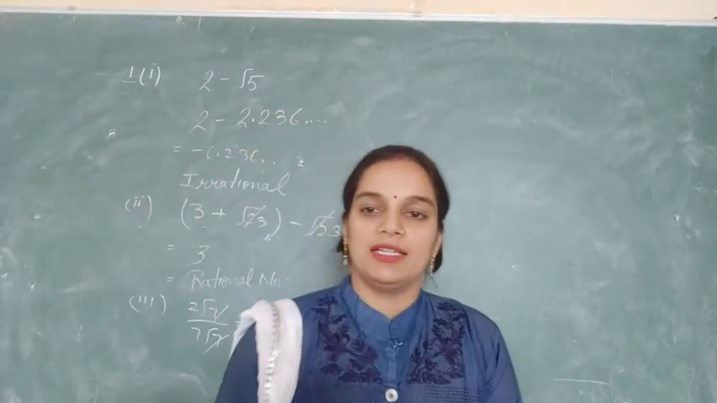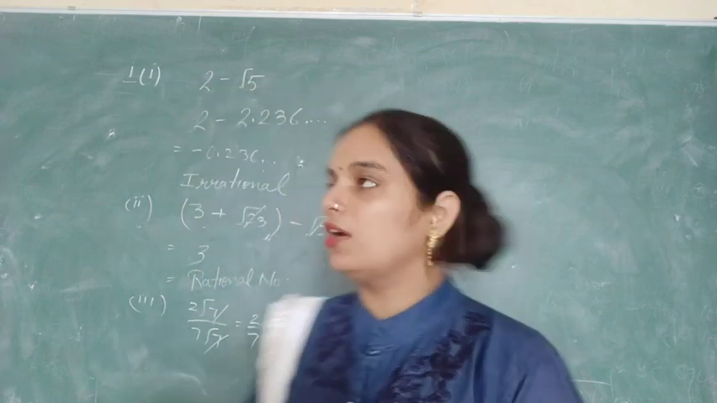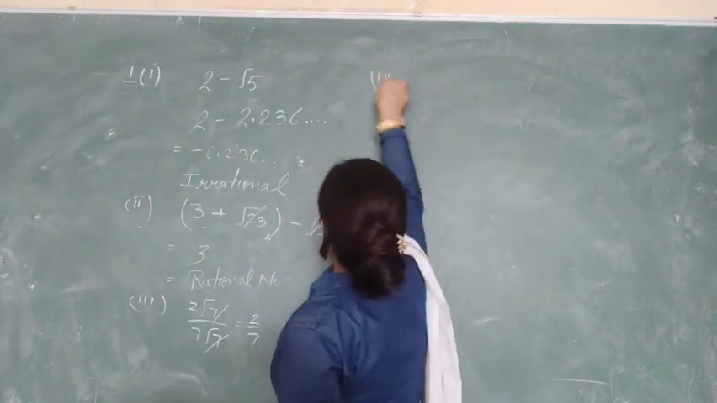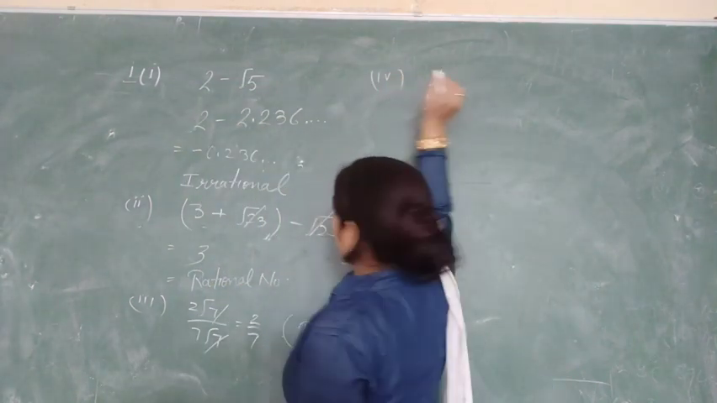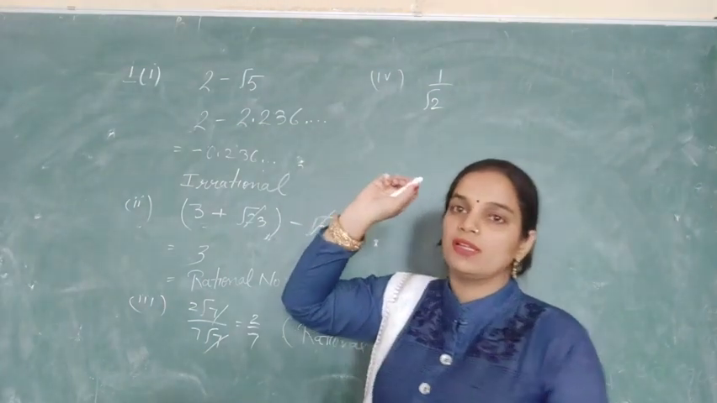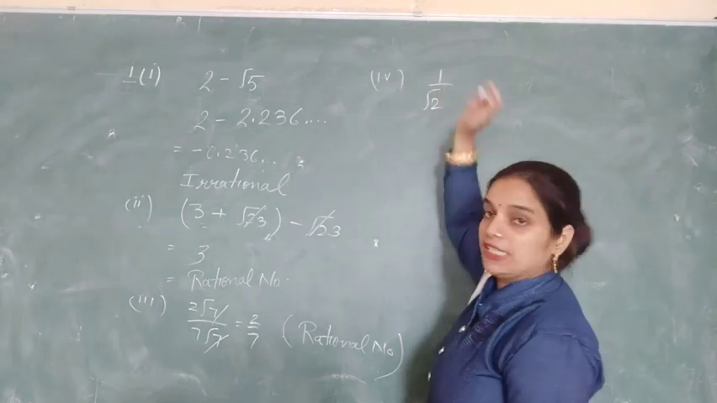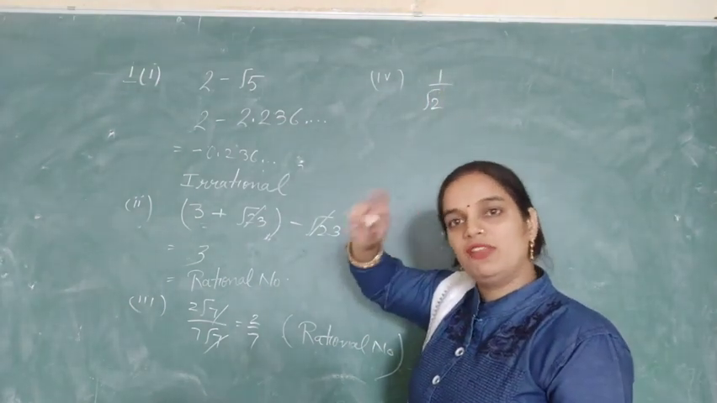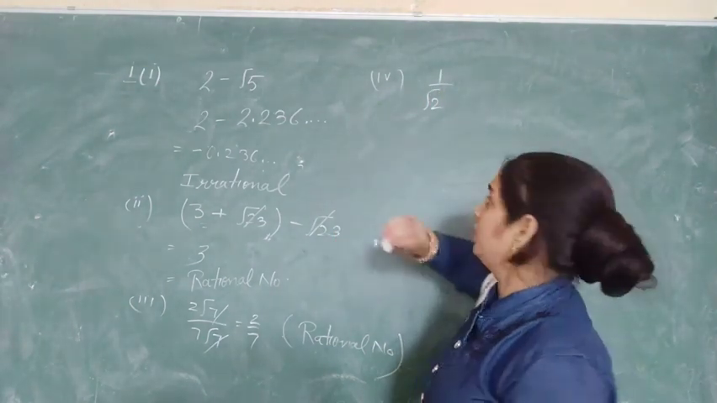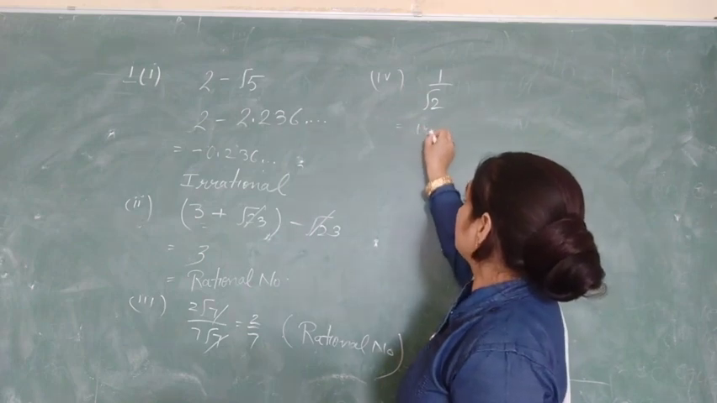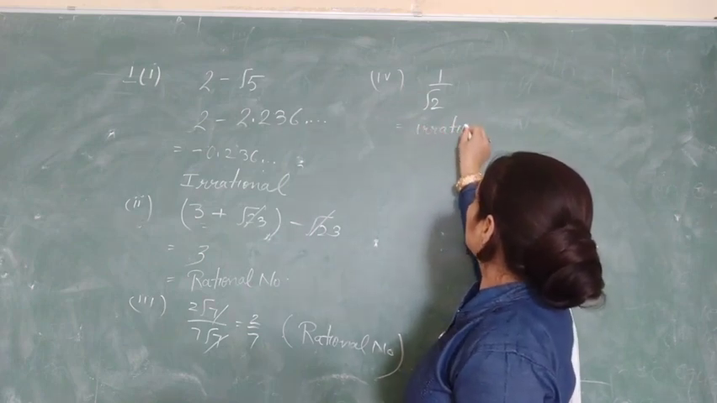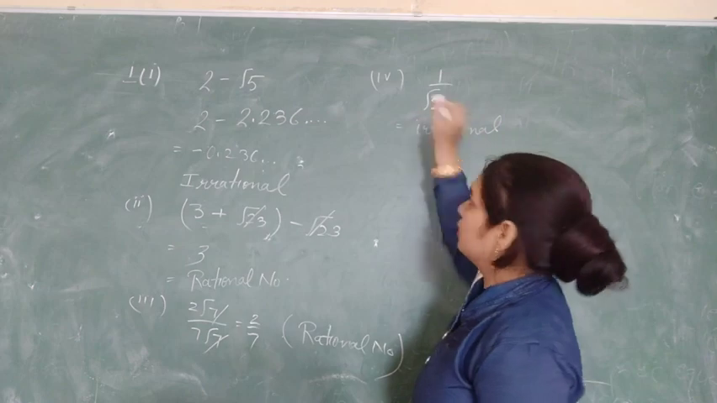Now let us discuss the fourth part, which is 1 divided by root 2. Here root 2 is an irrational number and 1 is our rational number. When we divide a rational with an irrational, the overall result will again be irrational.